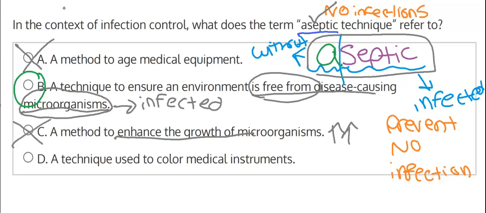Option D says a technique used to color medical instruments, and no, the aseptic technique is not involved in that process, so we can eliminate that. And that leaves us with our correct choice of option B, a technique to ensure an environment is free from disease-causing microorganisms.